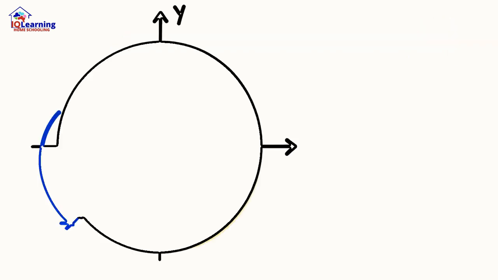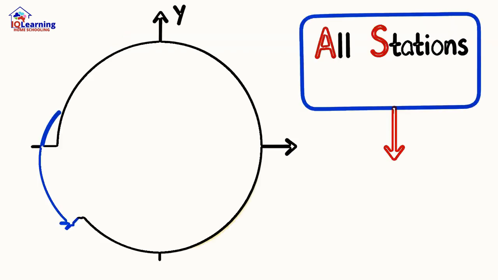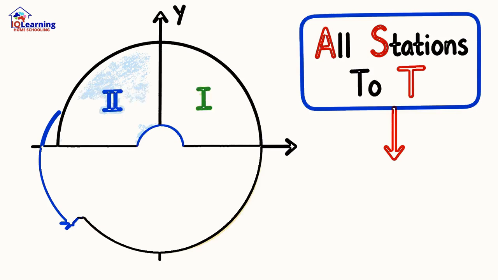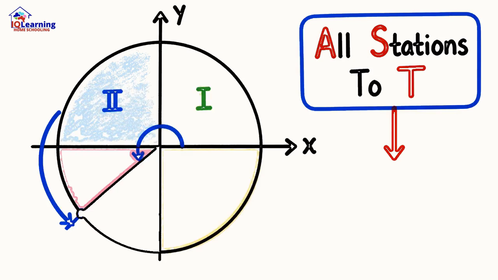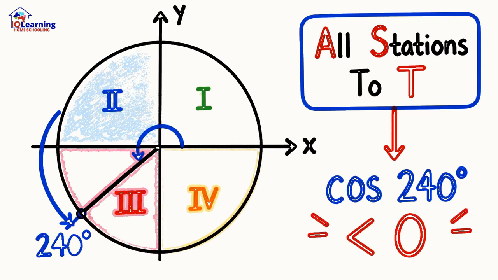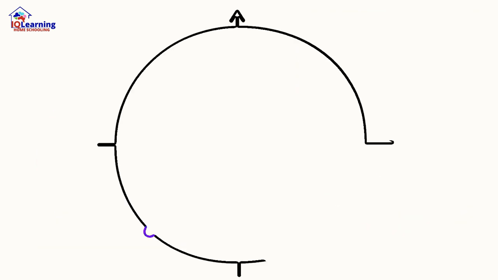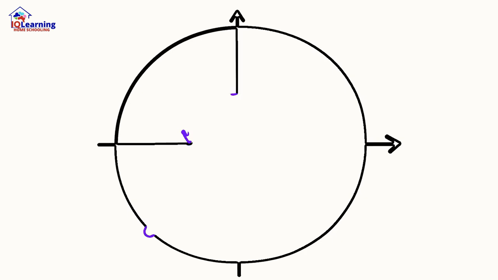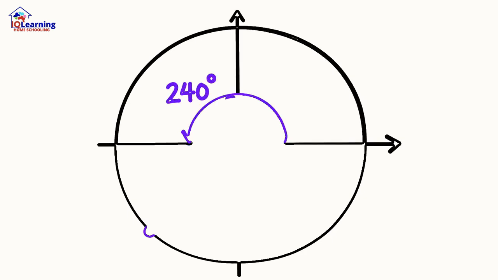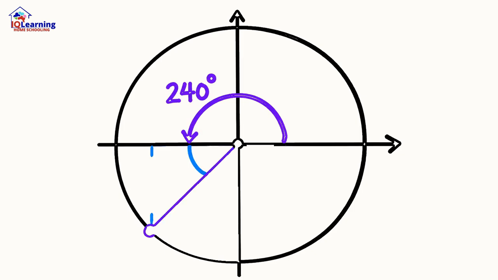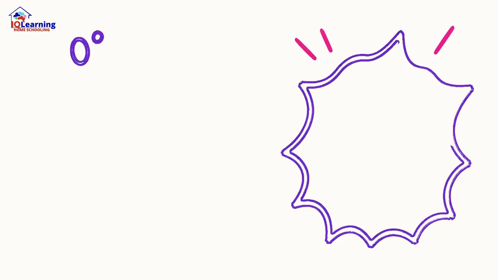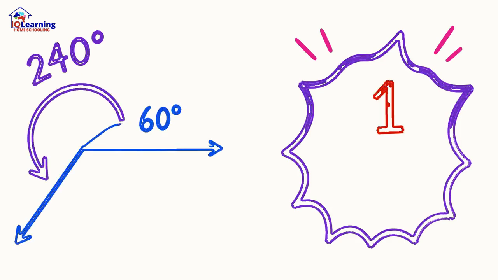So, to find the cosine of 240 degrees, you first find its quadrant, the third. "All Stations To C" tells you cosine is negative there. Next, find its reference angle, the acute gap back to the x-axis, which is 60 degrees. So, cosine of 240 is just the negative version of cosine of 60. Since cosine of 60 is 1/2, the answer is negative 1/2.